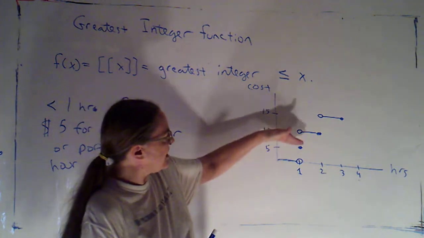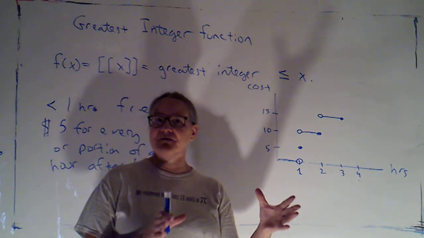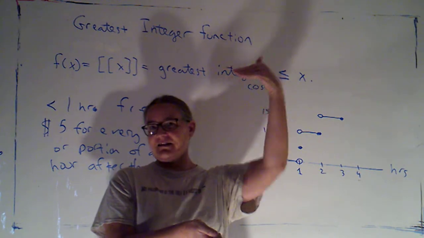So these jumps are going to be things where you've got a pricing scheme that's based on certain units of time, where once this much time elapses, you jump up to the next amount that you've got to pay.